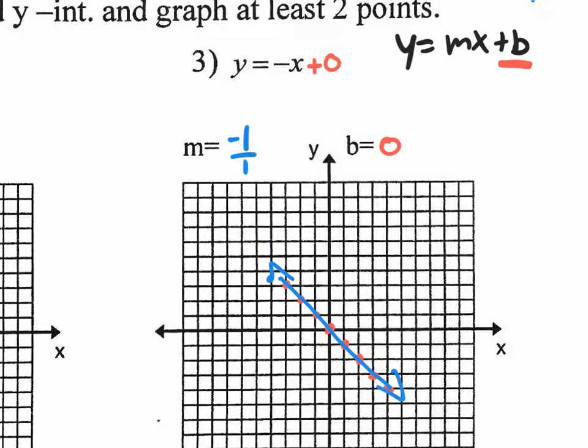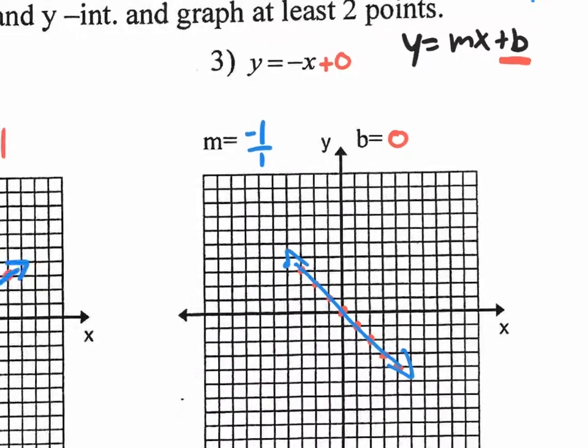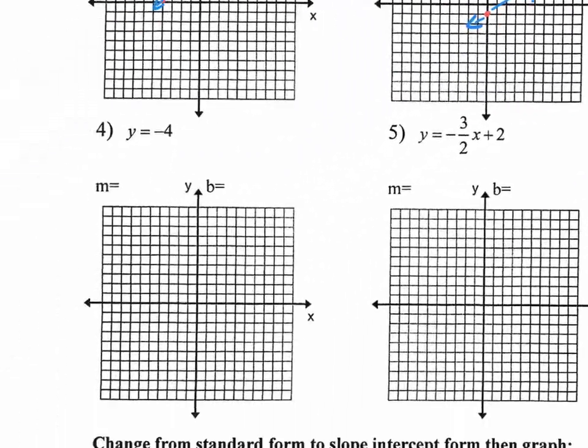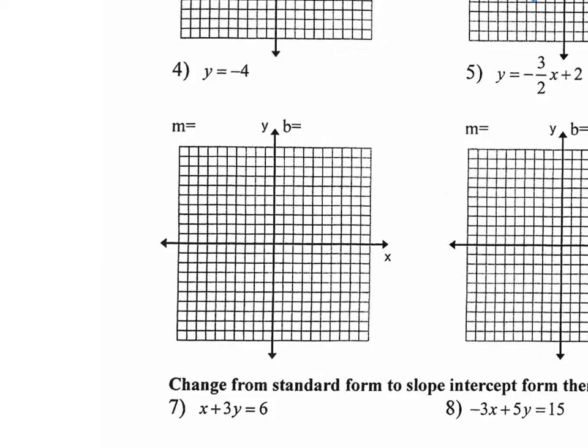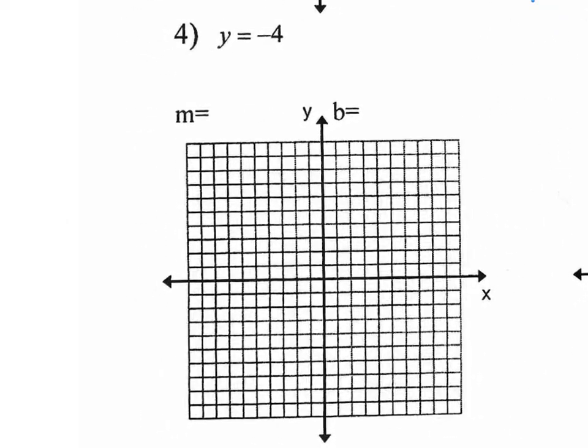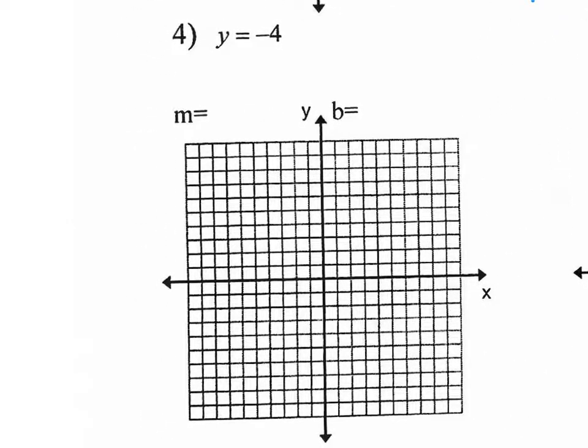Let's try a different one. A lot of people freak out with number 4, okay? I want to give an explanation for number 4. There are different ways of graphing an equation that has a letter equal to a number. You could look at this in terms of y equals mx plus b.